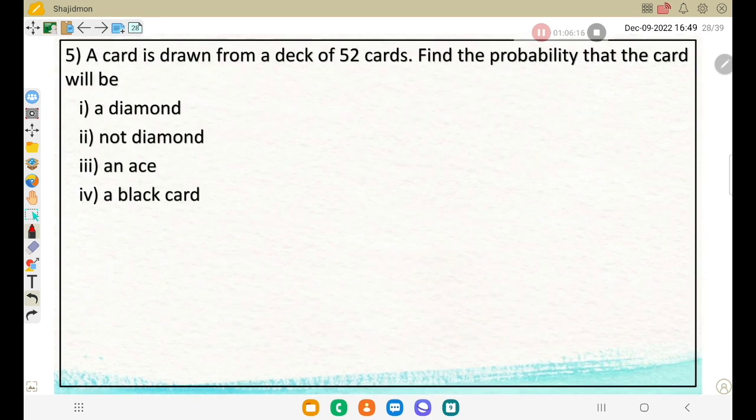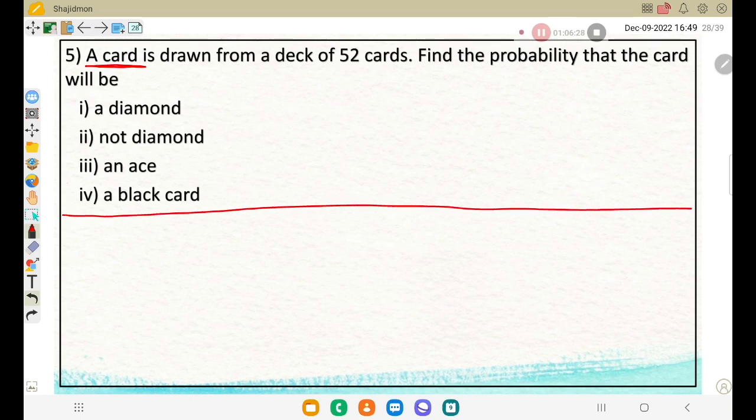Now I will go to question number 5. A card, just underline that word, a card, one card. A card is drawn from a deck of 52 cards. How many cards are there in total? 52 cards. So the number of elements of the sample space equals 52, because we are selecting one card from 52 cards. So we get 52 outcomes. The number of elements of S equals 52.